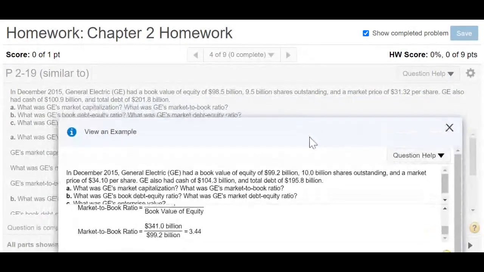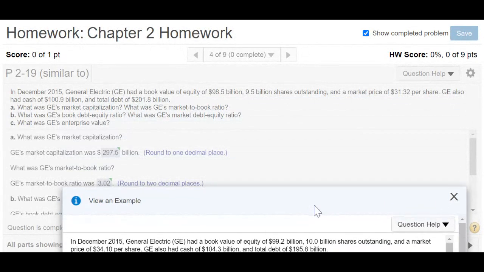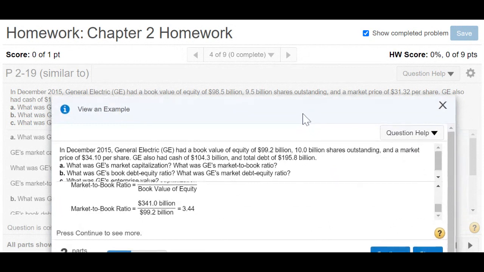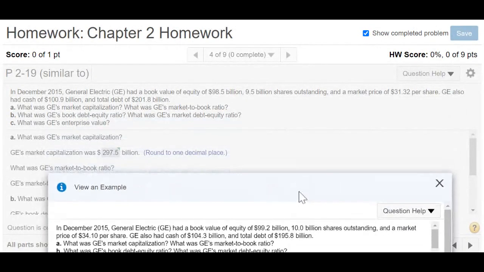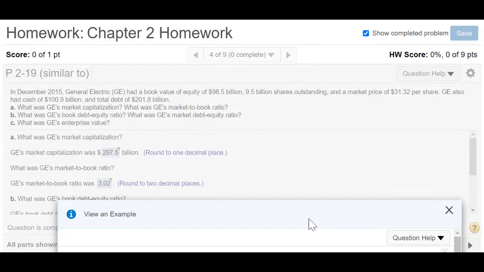So market to book ratio, you take the 297.5 and you divide it by the book value, which is 98.5. So the market value is 3 times that of the company's book value, meaning the numbers that are on the balance sheet.